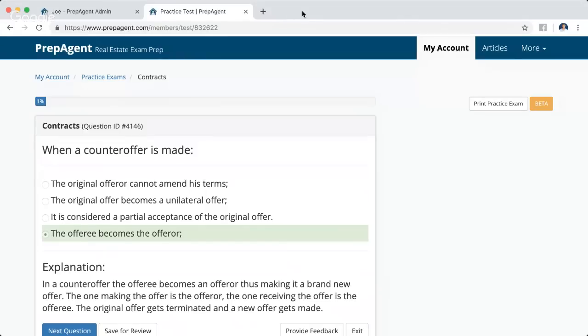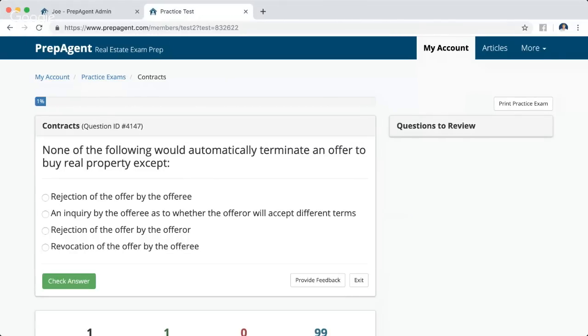Okay, and the answer is D. On a counteroffer, the offeree becomes the offeror. Do we remember our OREE rule? Do you guys remember the OREE rule? What's the OREE rule? Okay, OR is the giver, EE receives.